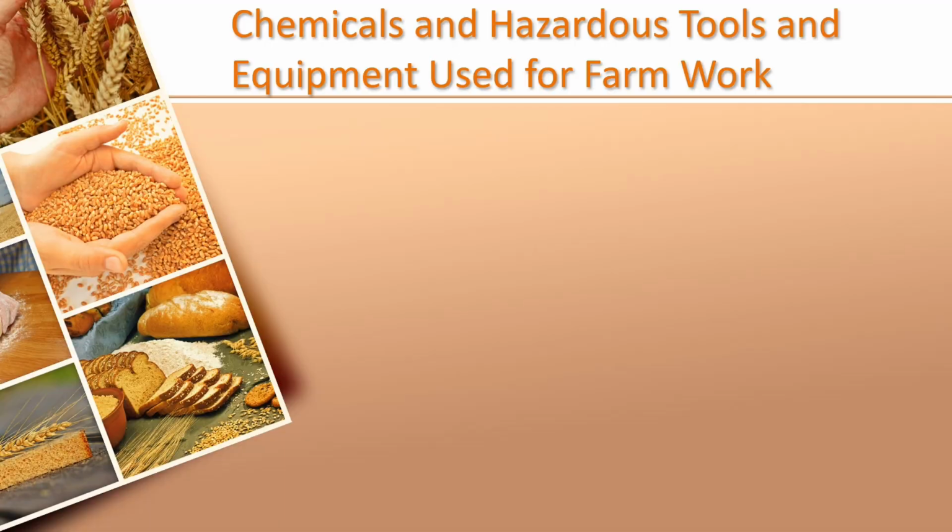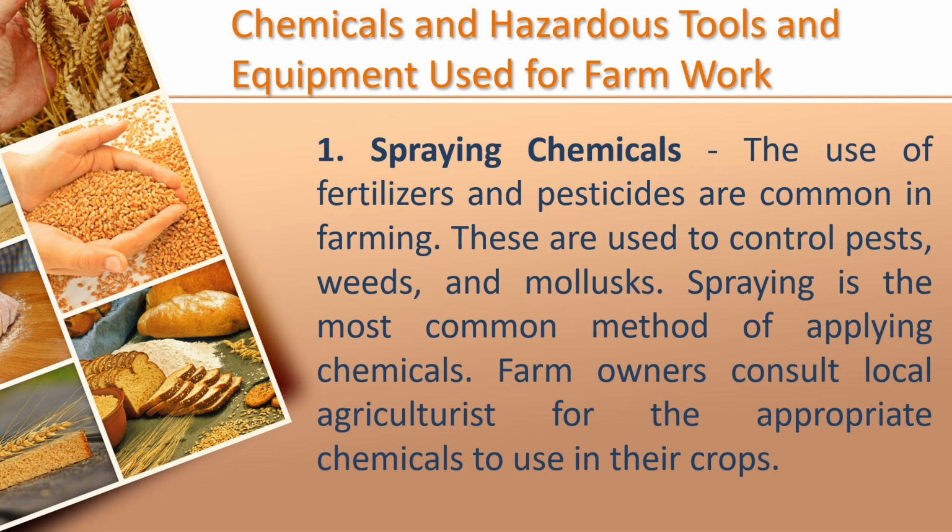Let's move on to the chemicals and hazardous tools and equipment used for farm work. Number 1, spraying chemicals. The use of fertilizers and pesticides is common in farming. These are used to control pests, weeds, and mollusks. Spraying is the most common method of applying chemicals. Farm owners consult local agriculturists for the appropriate chemicals to use in their crops.